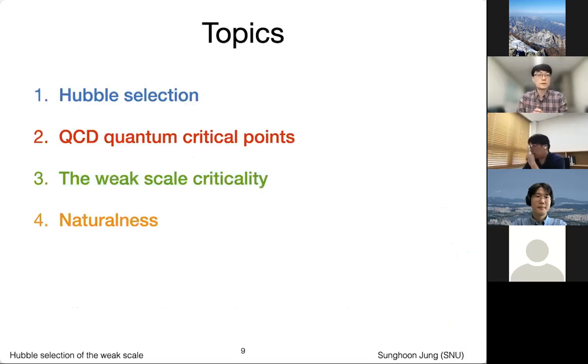Okay. All right, so that was all about the background physics and relevant characters. Now I'm gonna start by describing the Hubble selection mechanism in detail, and I'm gonna explore QCD quantum critical points that may be relevant to the Higgs VEV. And then I'm gonna introduce a model for the weak scale criticality that utilizes the Hubble selection mechanism and QCD critical points. And then I'm gonna talk about the naturalness of the weak scale criticality. Okay, so any questions so far?